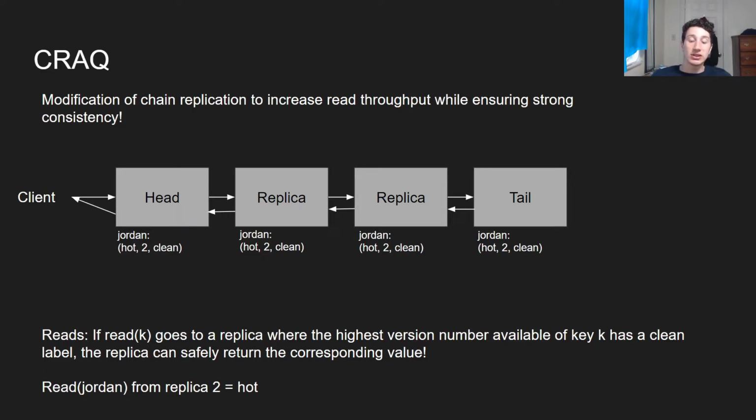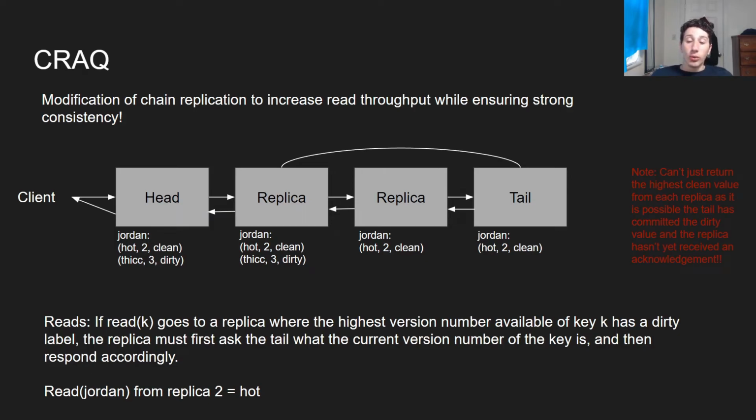And basically, as you can see, since we're in a consistent state here, hot to clean is the same amongst all replicas. So it means that, say the read went to this second replica here, it's guaranteed that it's going to return hot. And we know that that's the state that the tail has because it's labeled as clean.